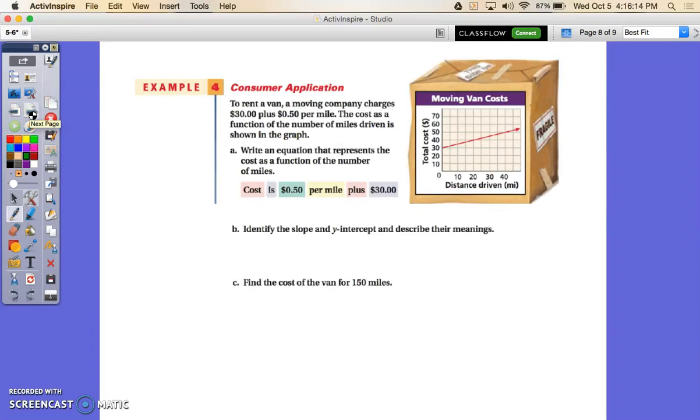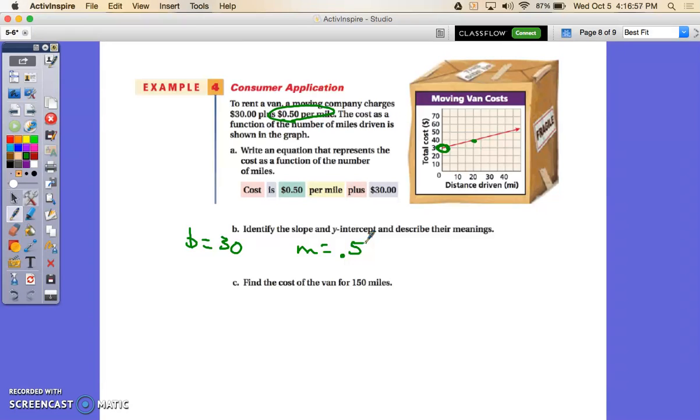Now, the last question on here is the word problem, where we have to create an equation based on the problem. It says to rent a van, a moving company charges $30 plus 50 cents per mile. The cost as a function of the number of miles driven is shown in the graph. Looking at this graph, we can see the y-intercept at 30. If you can't see that your rate is 50 cents per mile, you could look at the graph: rise up and run over. This is rising 10 units and running 20 units, so that's 1/2. That's where the 50 cents comes from. So my slope is 0.5, or 1/2.